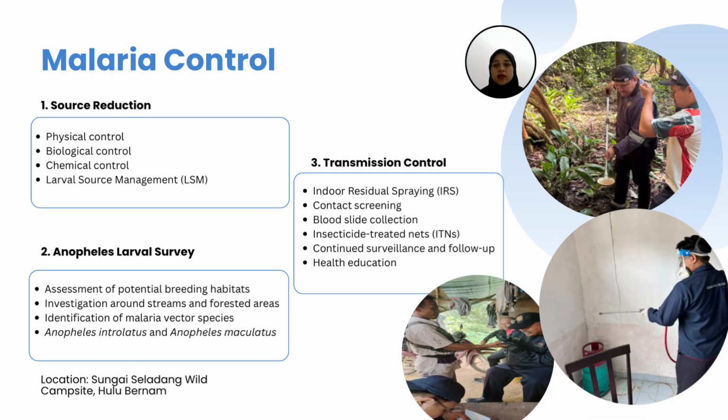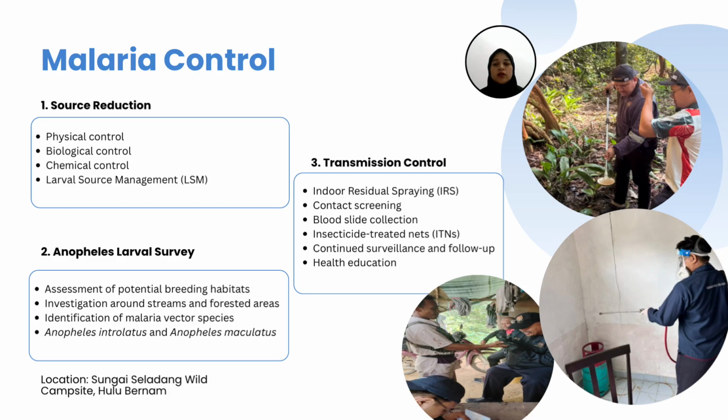Next, I was exposed to malaria control activities related to a malaria cluster at Sungai Seladang Wild Campsite in Hulu Benam. The control activities cover three main components. The first was source reduction, which involved physical, biological, and chemical measures to reduce potential mosquito breeding habitats. Larva source management was also introduced as part of managing potential breeding areas.